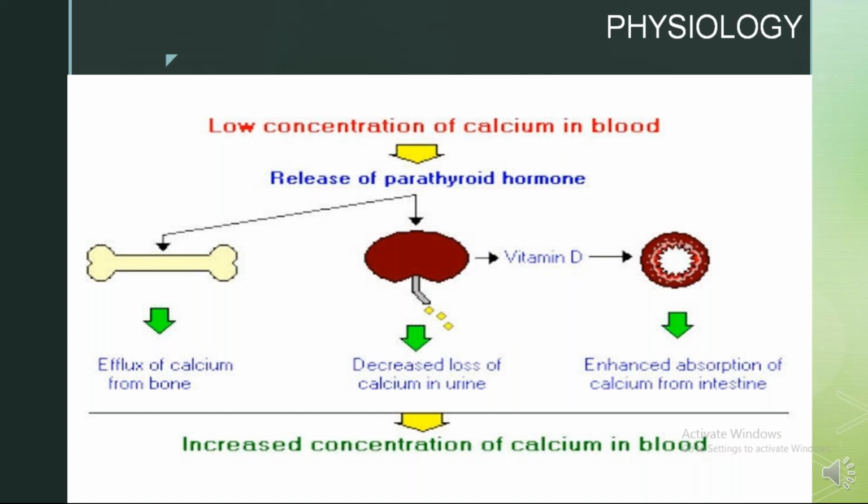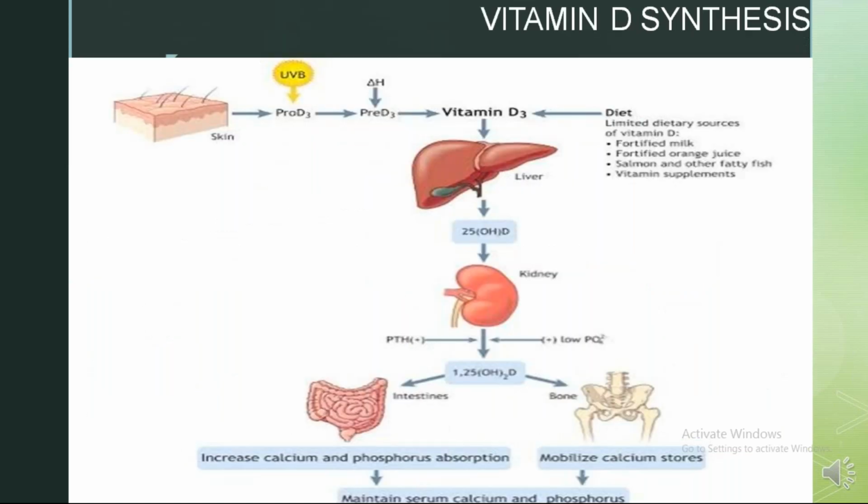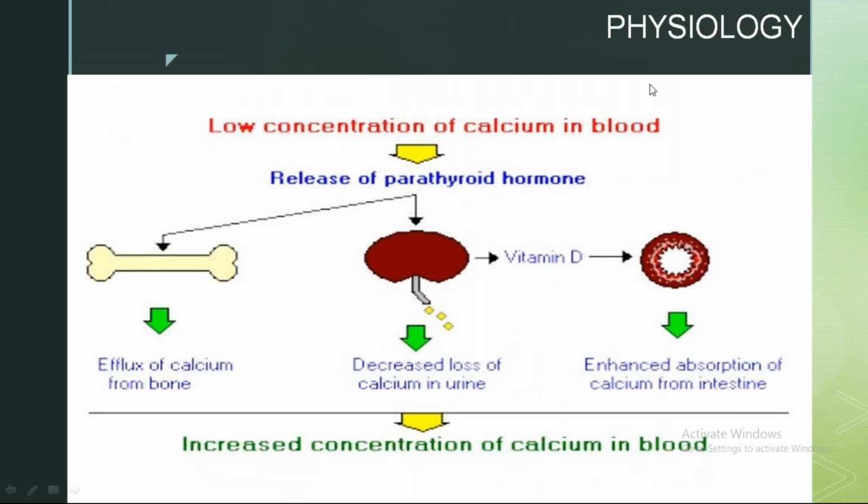So parathyroid hormone, its main role is to increase the serum calcium in calcium homeostasis. It causes increased osteoclastic activity and a flux of calcium from bone. So bone resorption takes place, and there will be increased calcium concentration.